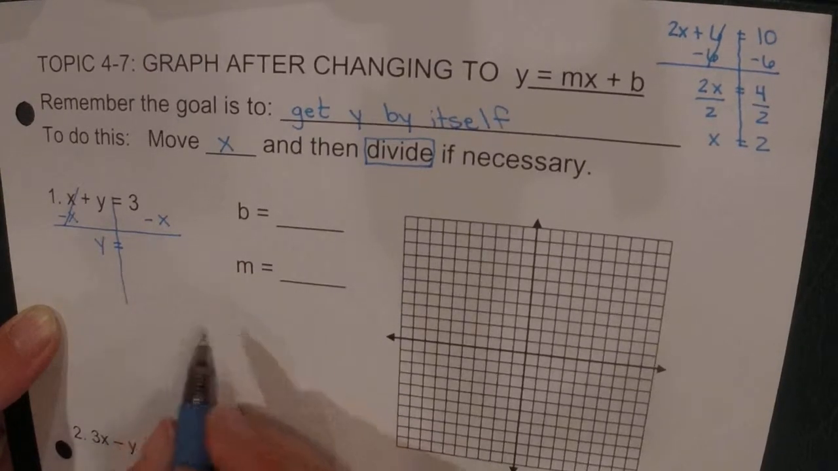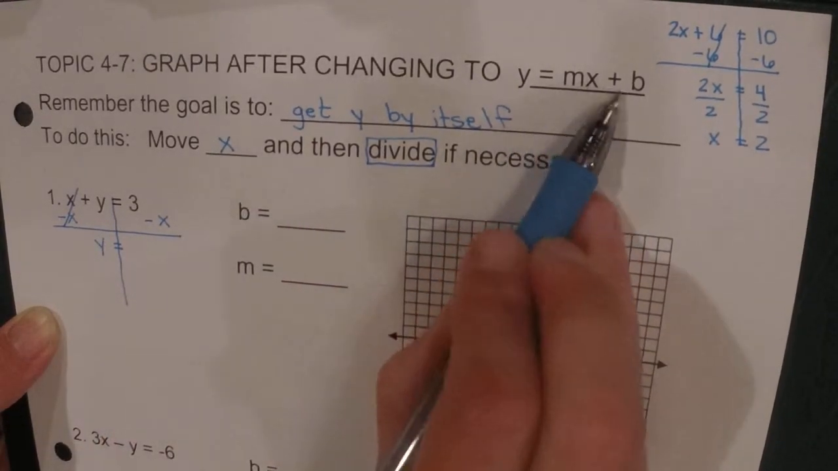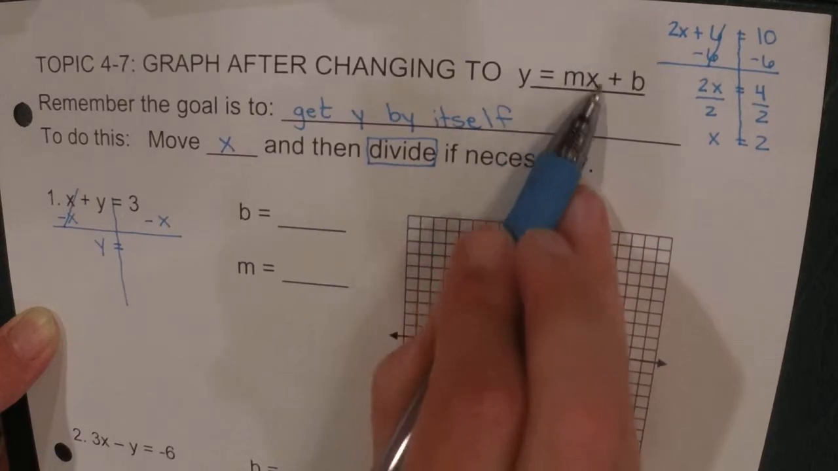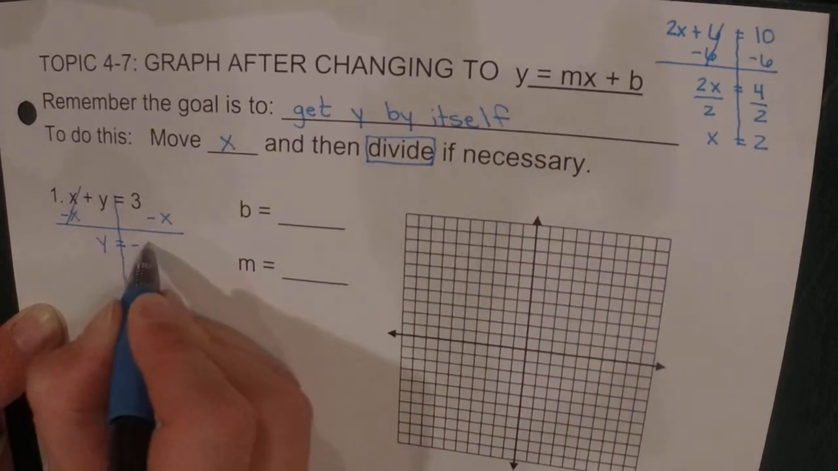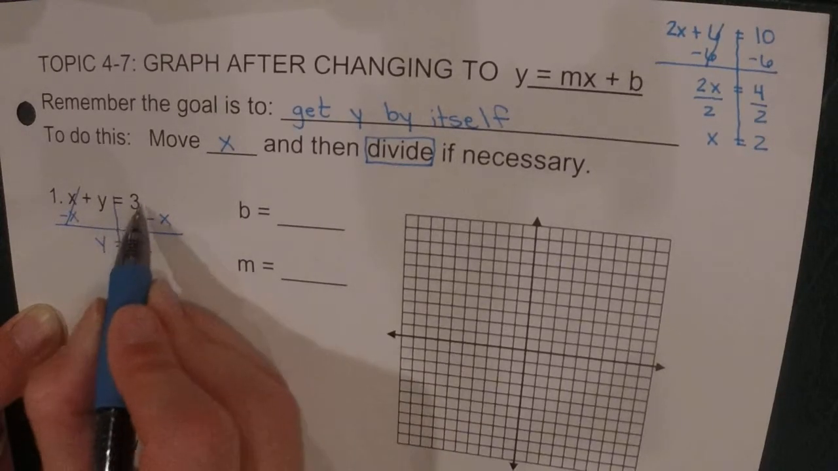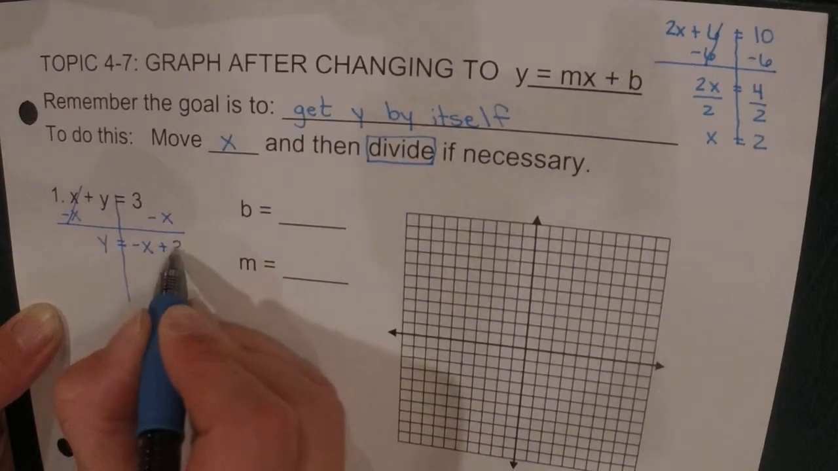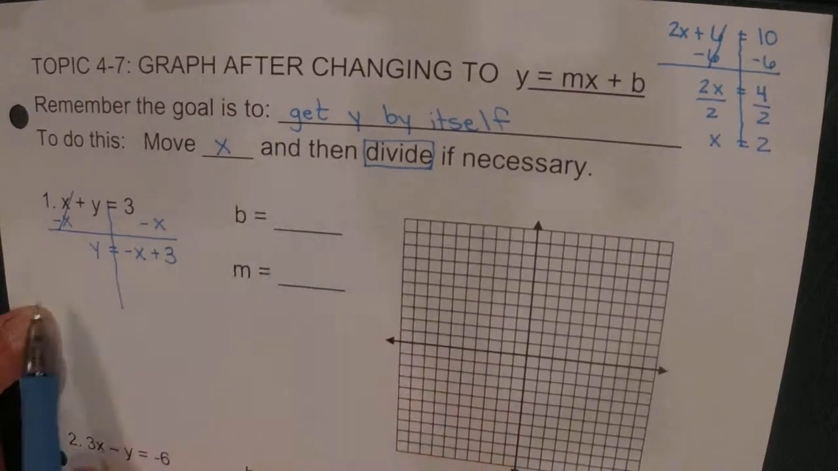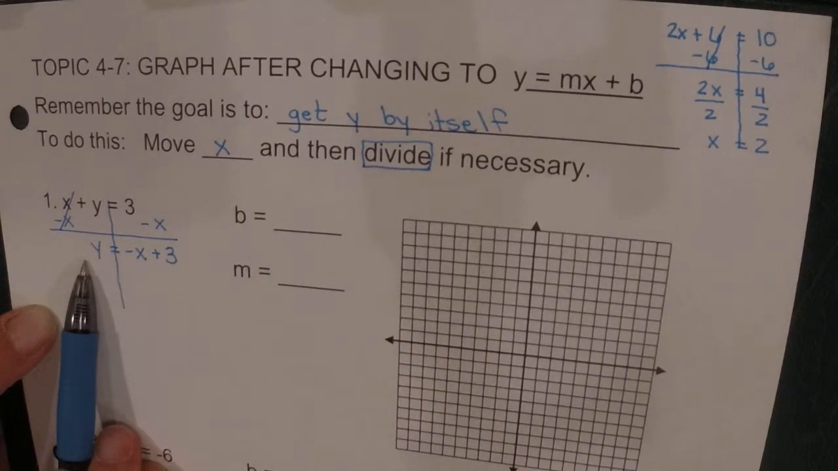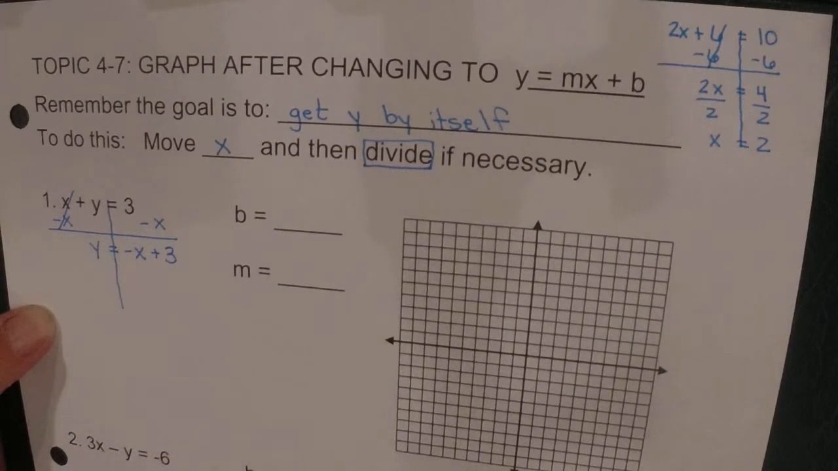Now here, we're wanting to put it in mx plus b, so that means I want to put the x first. So I'm going to go ahead and bring down the negative x, and then I'm also going to bring down the positive 3. So that my equation is y equals negative x plus 3. So now, is y by itself? Yes, it is. That means we're ready to identify our parts.